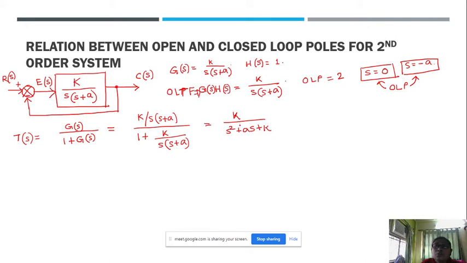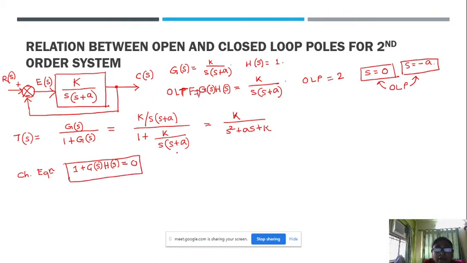To get the closed loop poles, I have to factorize this and get the poles. We also know that this denominator part has another name, the characteristic equation. And what is the general form of the characteristic equation? It is 1 plus G(S) into H(S) equal to 0. This is called the characteristic equation.